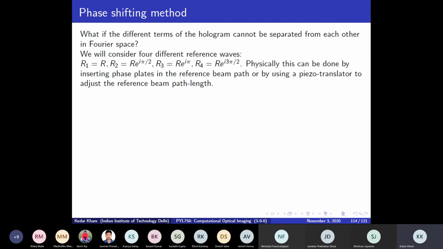Okay, but tomorrow, this topic, the phase shifting method, that topic we can definitely cover tomorrow and have a little more discussion of some advanced methods after that. Okay.